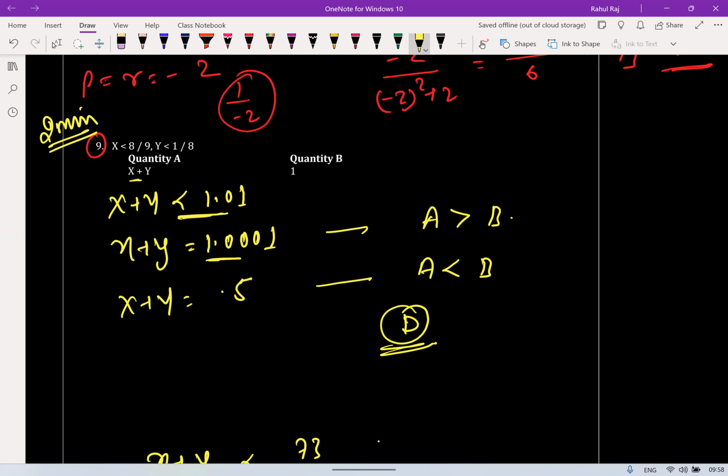Is there a third case where you can also take x plus y equal to -1? Or does it always have to be above 1? Because technically it's saying x plus y is less than 1.01, so you can take anything, no? But my job is what? To take two values and create one where quantity A is greater than quantity B and one where quantity A is less than quantity B. If I can create these two conditions, I'm done. Why should I bother about negatives and all?